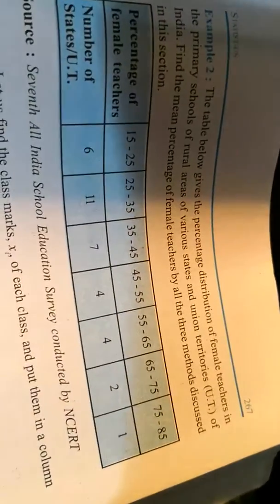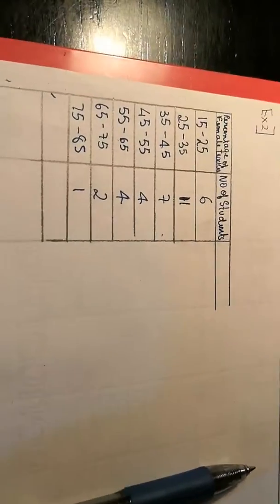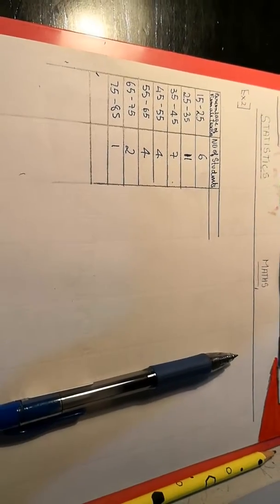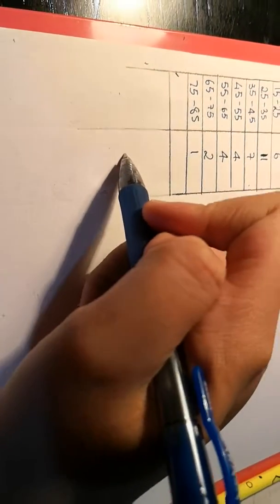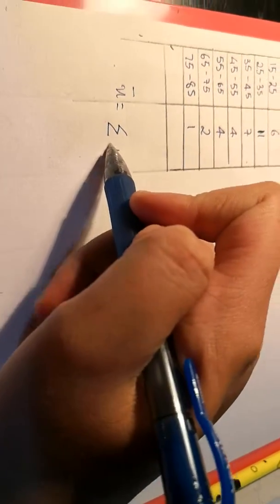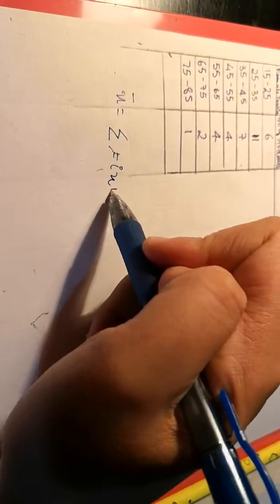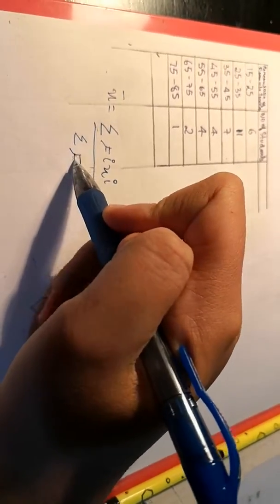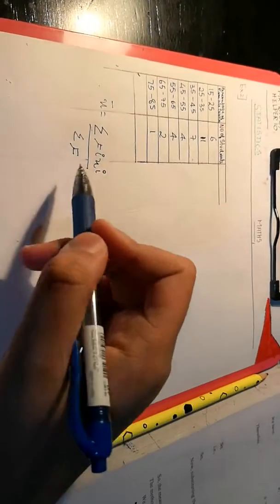So here this is the table given here. We should draw that given table here. As we should do all the three methods, we are now doing the first method, that is the direct method. So the direct method formula is x bar is equal to sigma fi xi by sigma f. This is the direct formula.